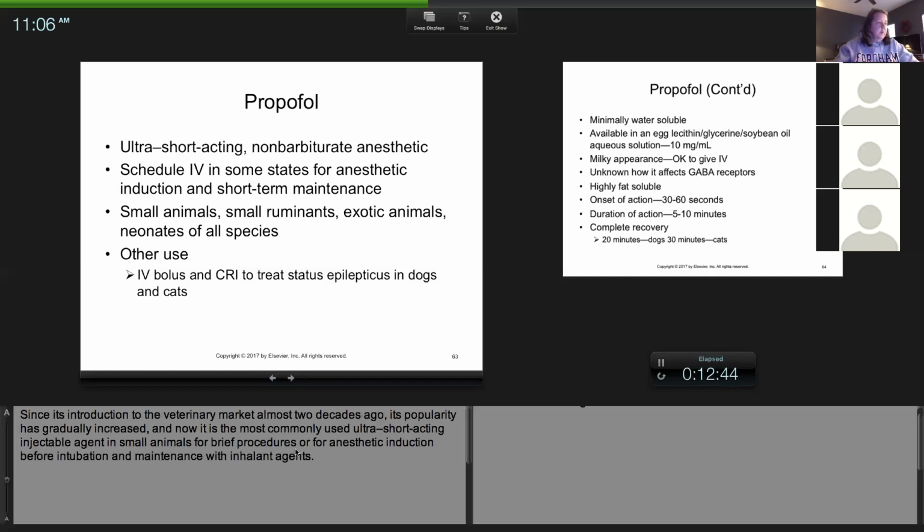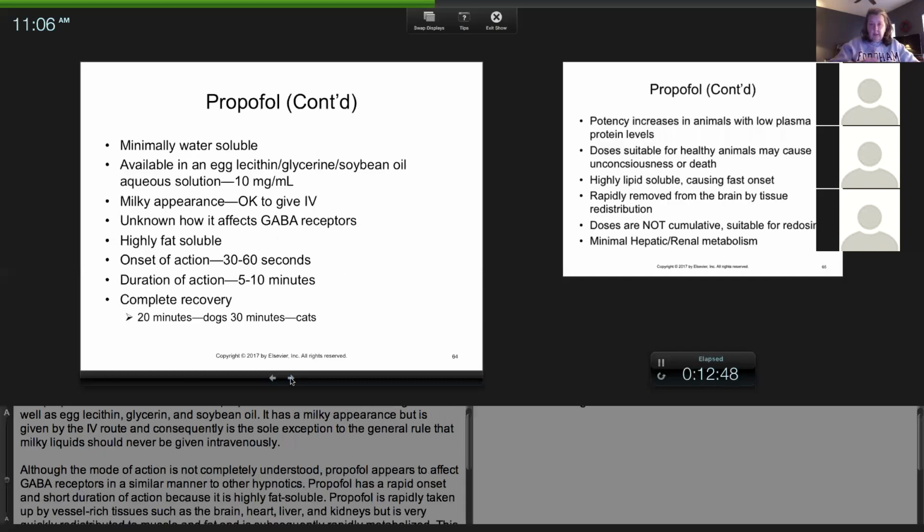But what I want you guys to know is that this drug is given IV, and it's given to induce anesthesia and allow intubation.